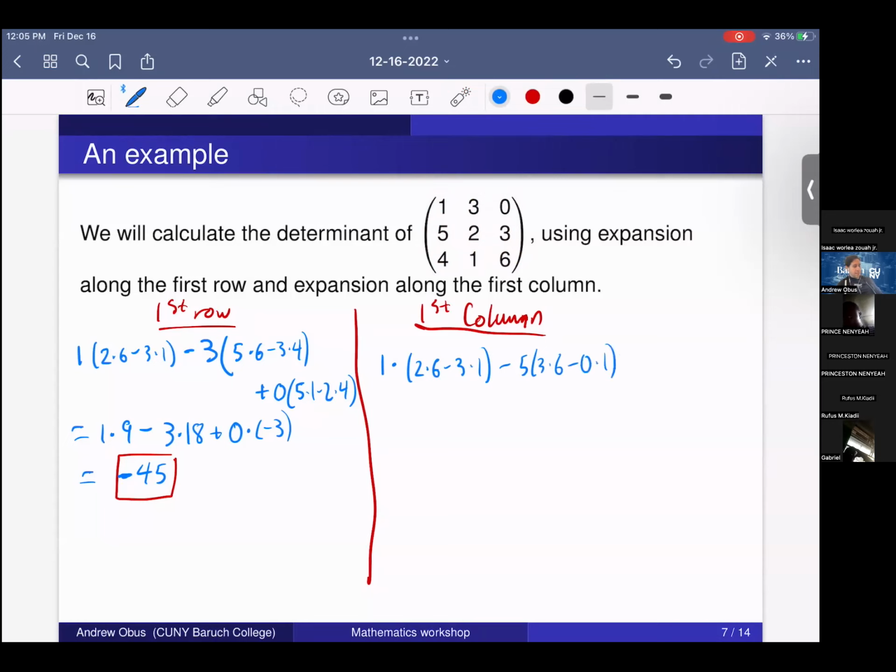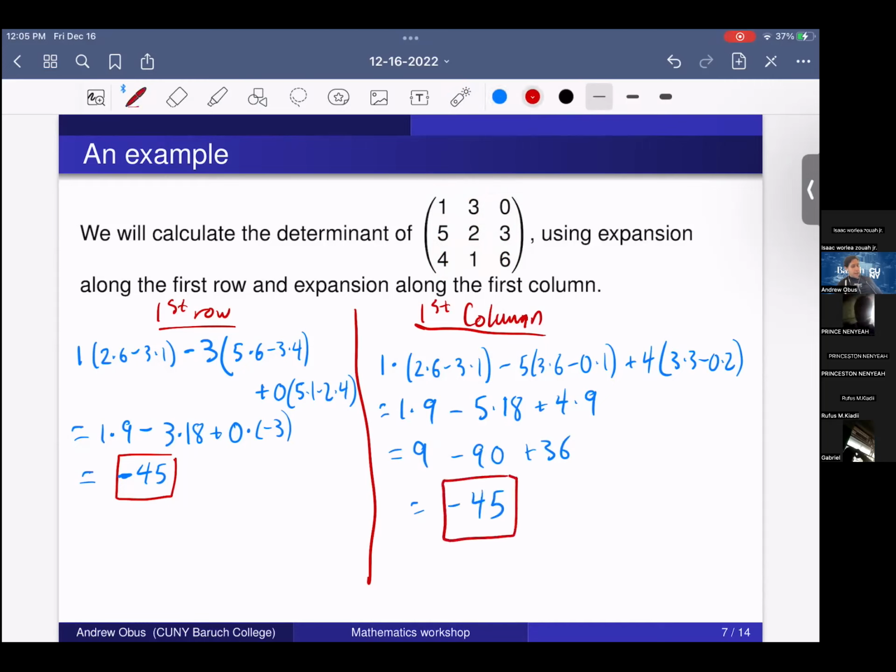And then lastly, I have plus 4 times the determinant of its complementary matrix, right? I get rid of its row and its column. So the complementary matrix is up here, 3 times 3 minus 0 times 2. And this comes out to be 1 times 9 minus 5 times 18 plus 4 times 9. And this is 9 minus 90 plus 36. And this, again, comes out to be minus 45. So I get the same answer no matter what column or row I use.